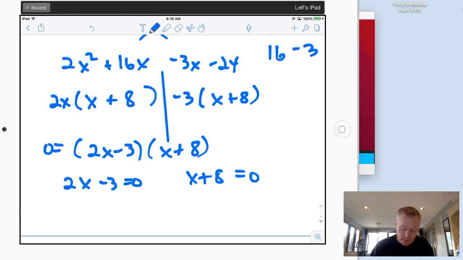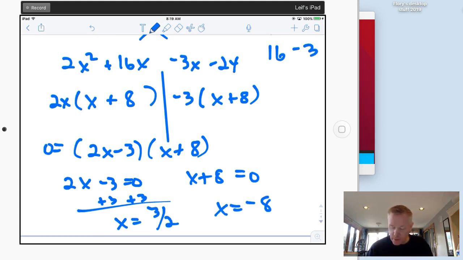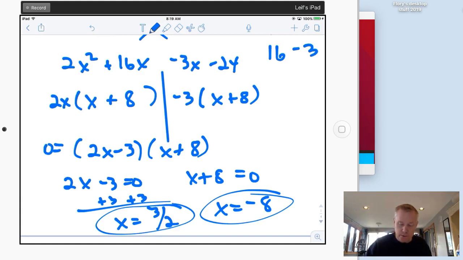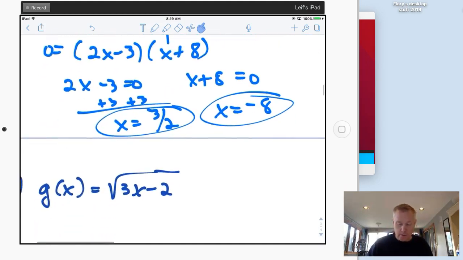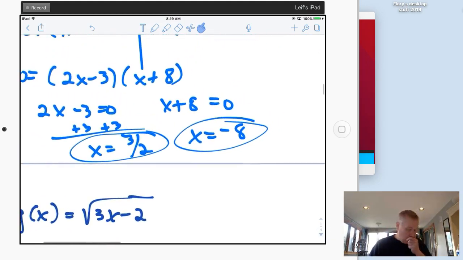And if you solve these, add 3, divide by 2, you get x equals 3/2, and over here x equals -8. Okay, I'm going to assume you guys can solve a linear equation. All right, so those are the two answers.